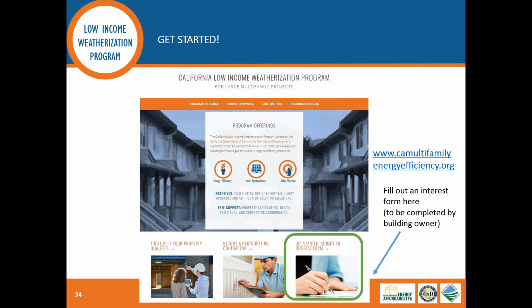But that interest form, you can only do one building at a time. So typically what we recommend is if the building owner has a lot of properties that could be eligible for the program, they should just email those email addresses we listed earlier. And then TRC or CHPC can work with them to identify which buildings in their portfolio would be eligible, rather than having them fill out 5 or 10 different interest forms.